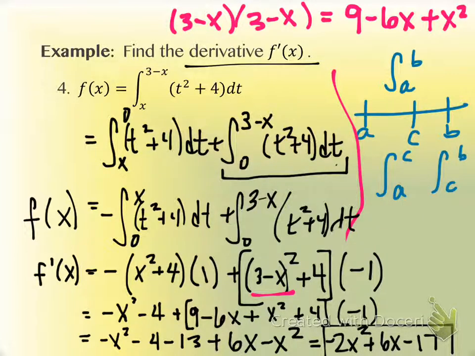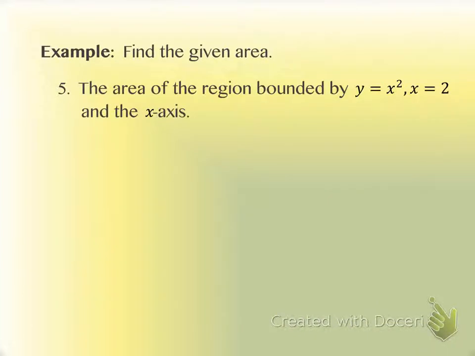All right, let's do a variation of these now. Find the given area. So the area of the region bounded by y equals x squared, and x equals 2, and the x-axis. So they've given us a verbal description of what this image looks like, but they haven't given us any written down integration notation or any of that stuff, so we have to figure that piece out ourselves. Does that make sense to everyone?